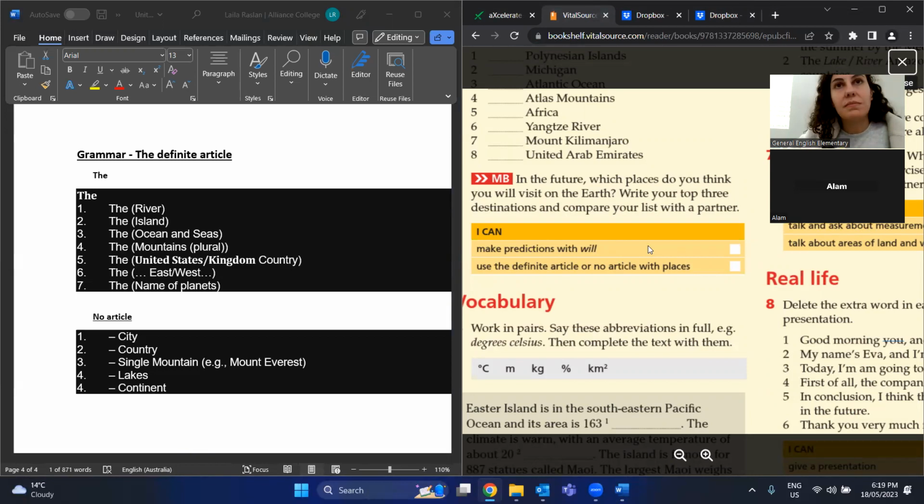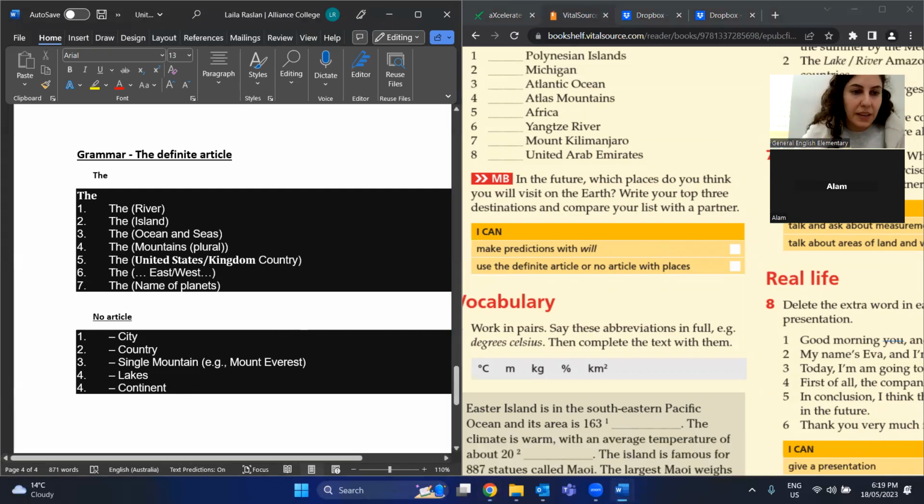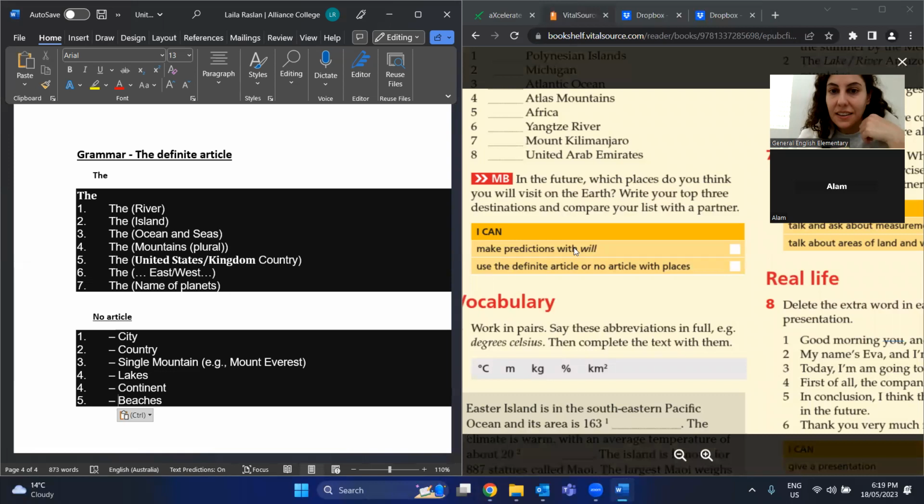Glenelg Beach, no. You don't say the Glenelg Beach. Glenelg Beach, Semaphore Beach, not for beaches. So we can put beaches. You don't put names of beaches, no. Beaches. Okay, so we can tick.